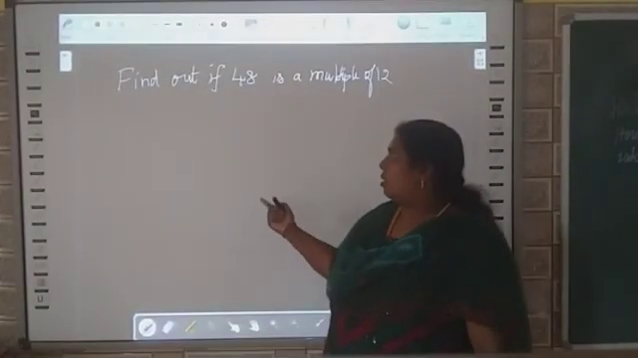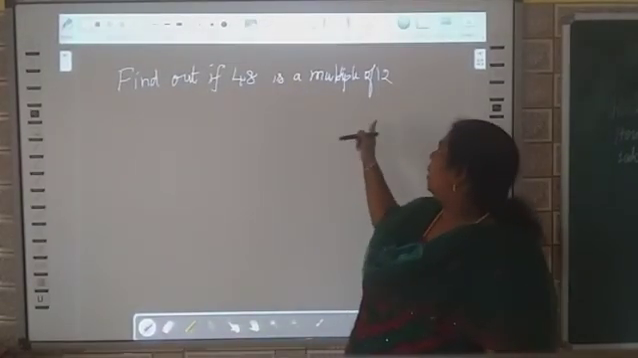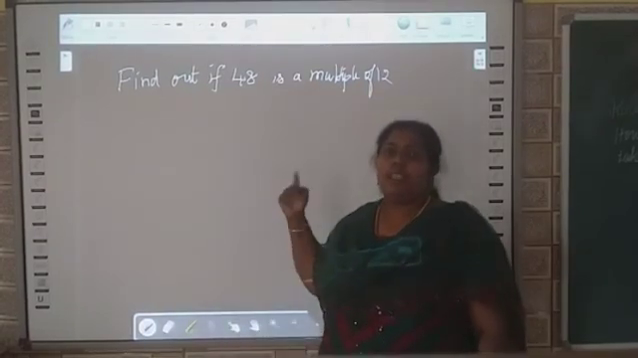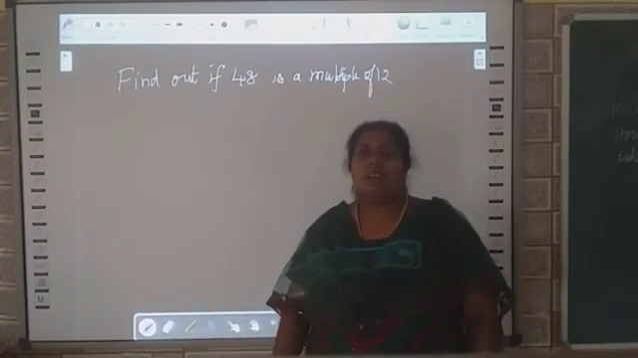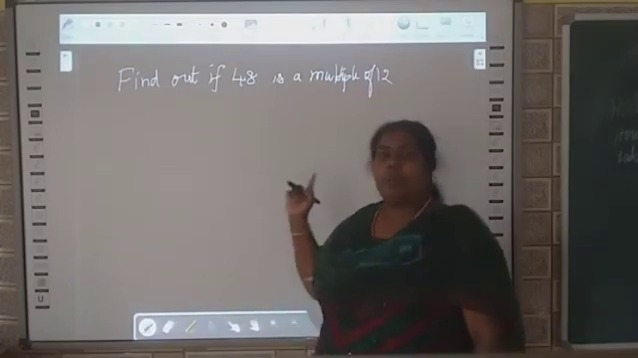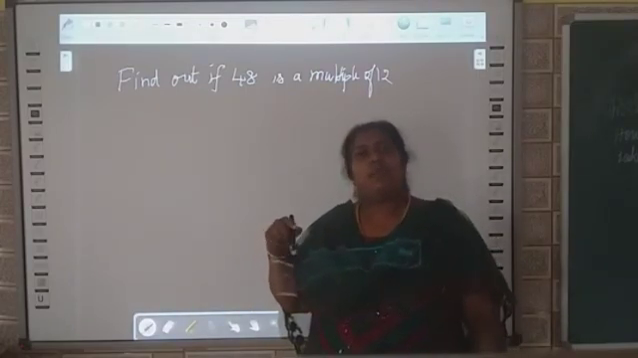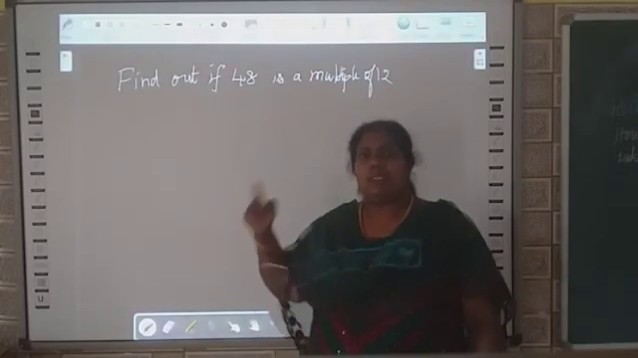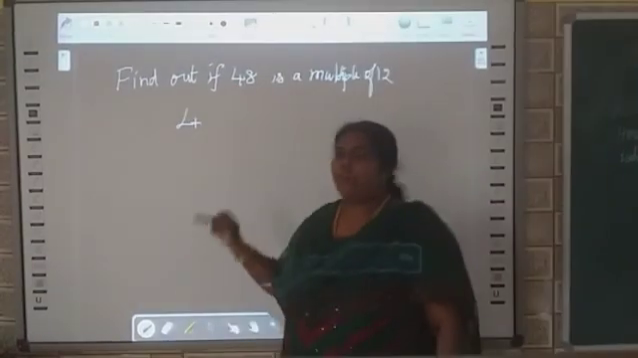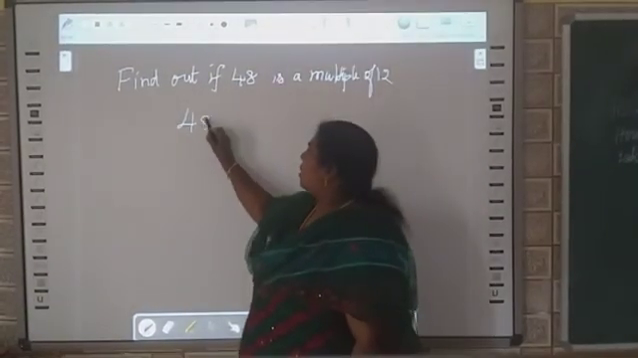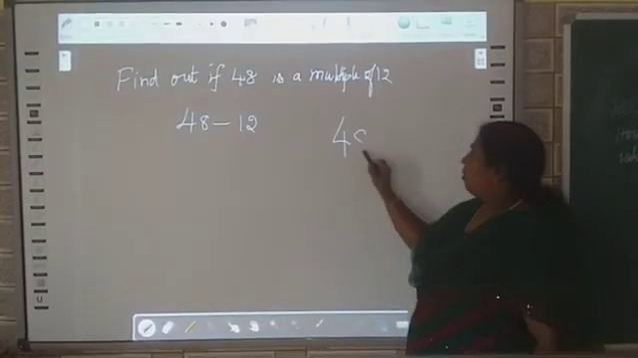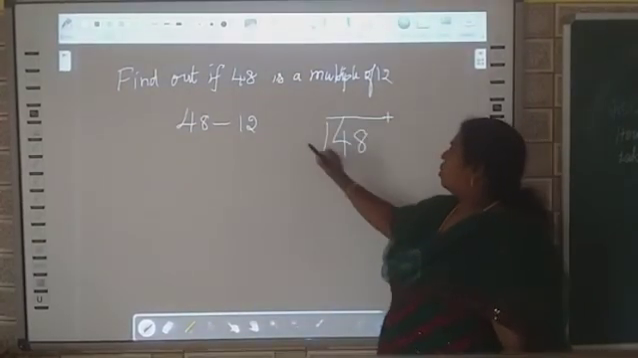See next question. Find out if 48 is a multiple of 12. How can we find it? What do we have to do? We have to divide. If you divide 48 by 12 and you do not get a remainder, that number is a multiple of 12. You can check it. 48 divided by 12.